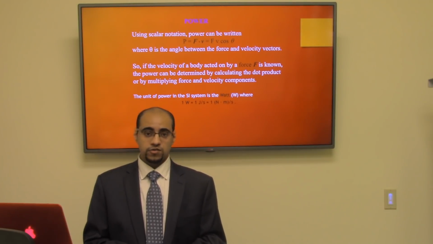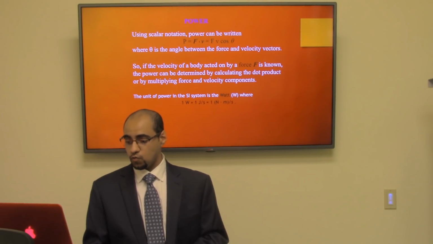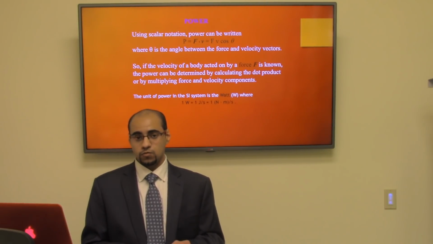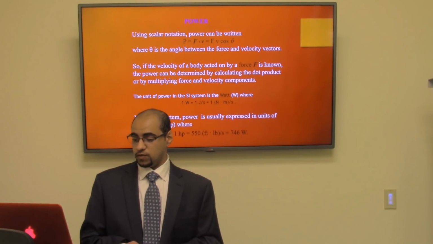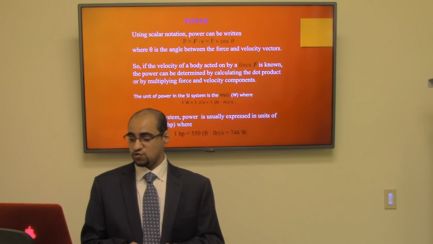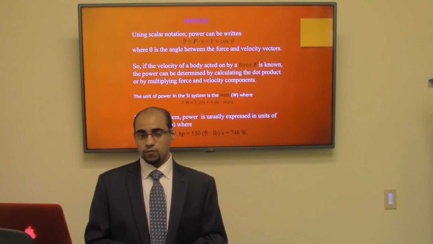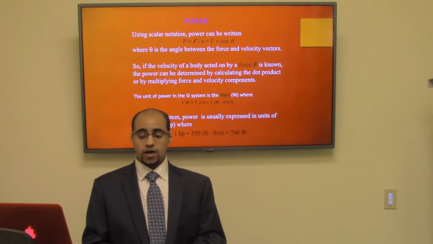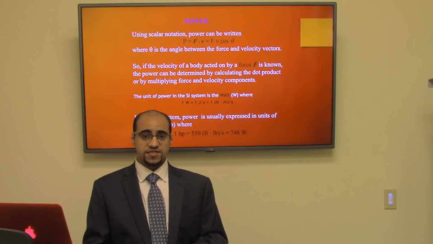Now we have to know the units. The unit of power in the SI system is the watt, where 1 watt equals 1 joule per second, or 1 Newton meter per second. In the FPS system, power is usually expressed in units of horsepower, where 1 HP equals 550 foot pounds per second, which gives us 746 watts.